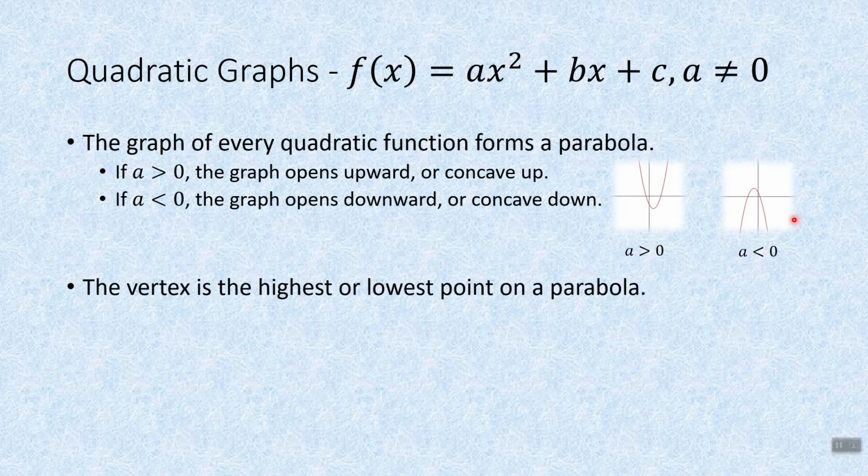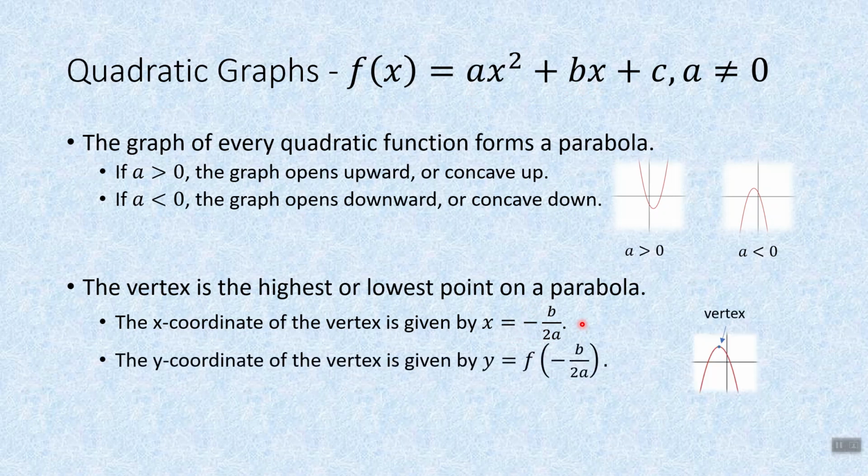The vertex will be the highest or the lowest point on a parabola, depending on whether it opens up or down. The x-coordinate of the vertex is given by the formula x is equal to negative b divided by 2 times a. Negative b over 2 times a. The y-coordinate of the vertex is given by, well, just take that x answer and substitute it in and find your y value. So just evaluate the function at the first value. And here we have the vertex at the top of the graph, the highest point.